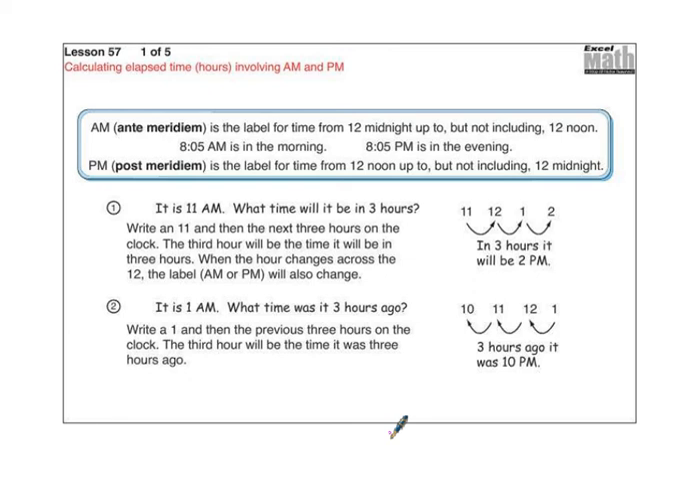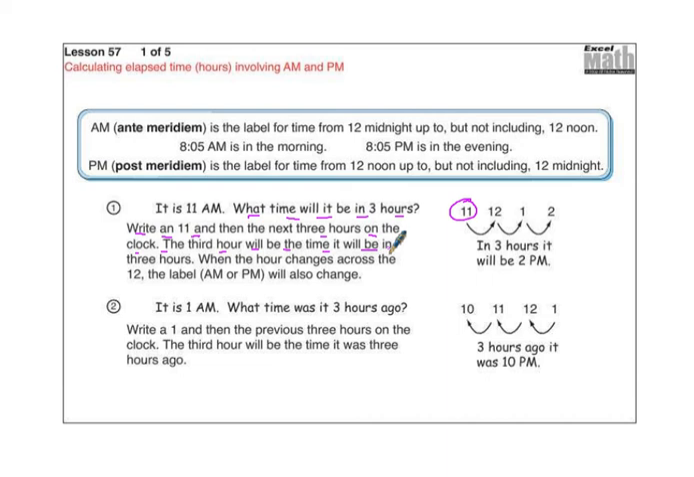It is 11 AM. What time will it be in 3 hours? We write an 11 over here, and then the next 3 hours on the clock, the third hour will be the time in 3 hours. When the hour changes across the 12, the label AM or PM will also change.